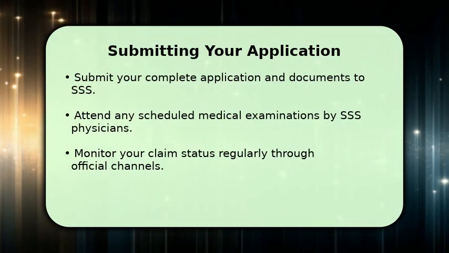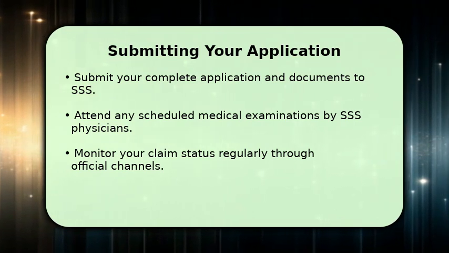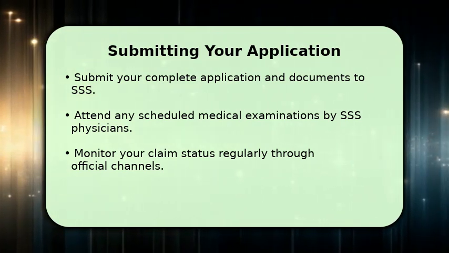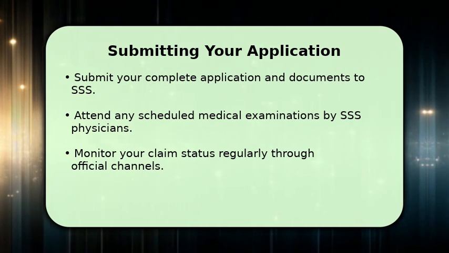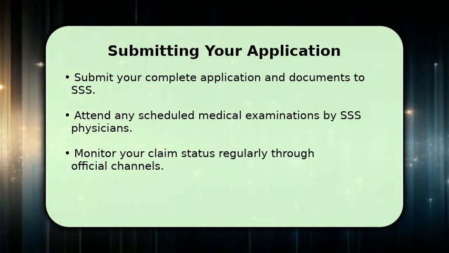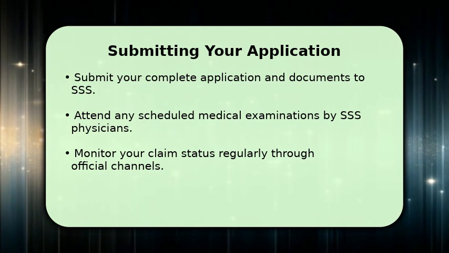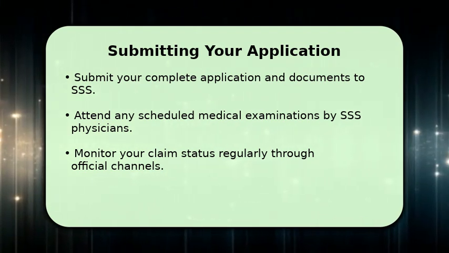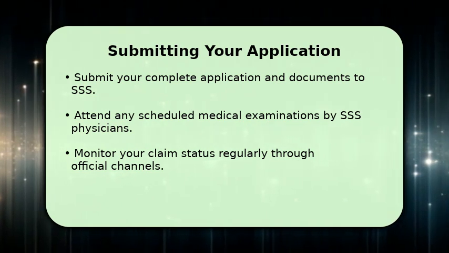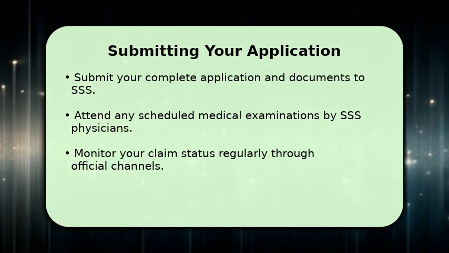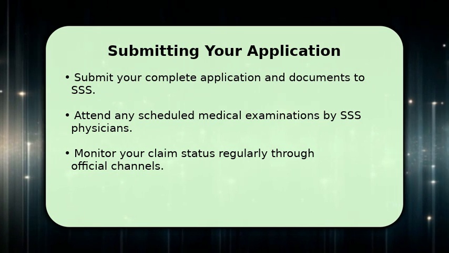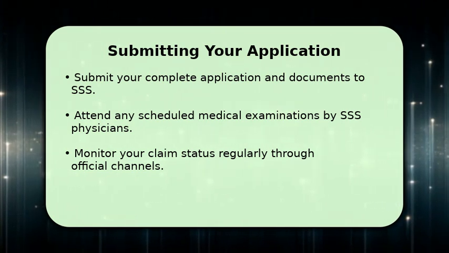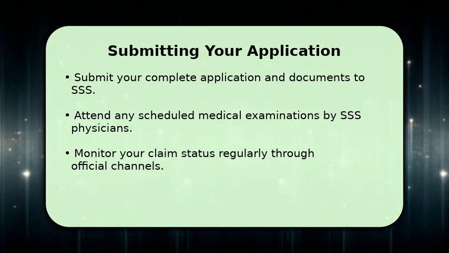Once all your documents are ready, submit them to the nearest SSS branch. An SSS representative will review your submission for completeness. Be prepared to attend a medical examination by an SSS-appointed physician, as this is a standard part of the evaluation process. After submission, regularly check your claim status through the SSS website or by visiting a branch. Patience is key during this waiting period.